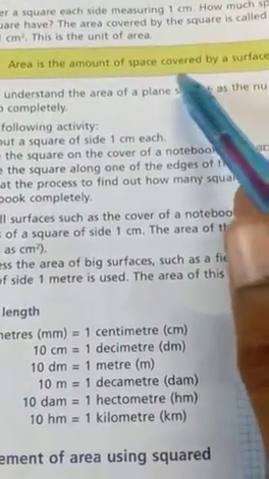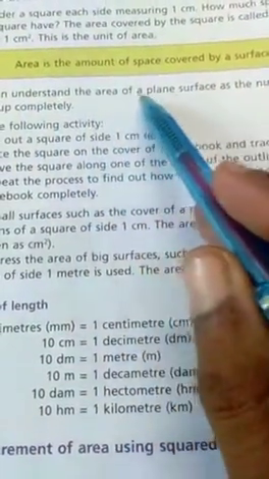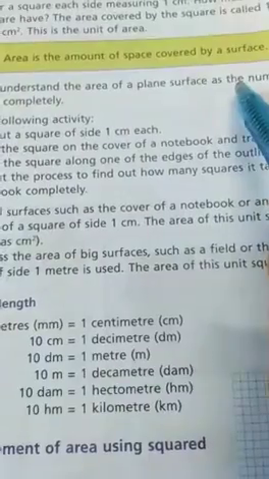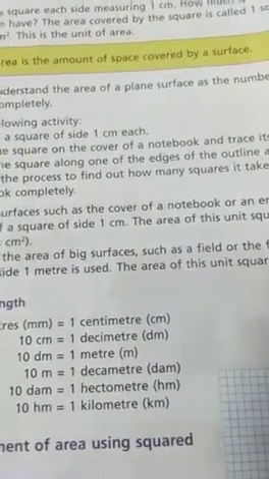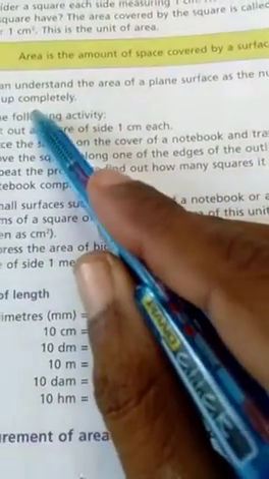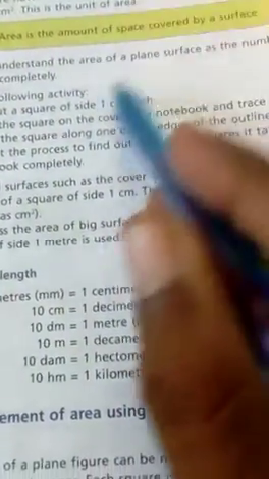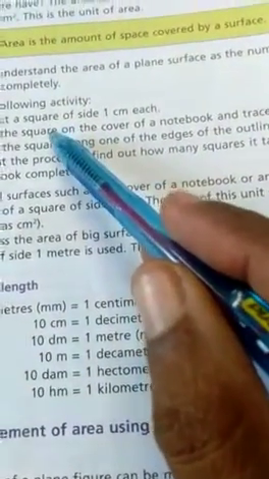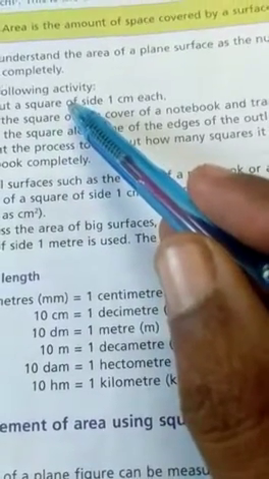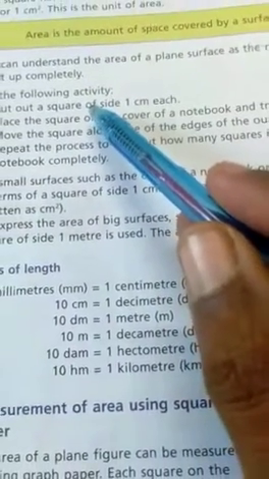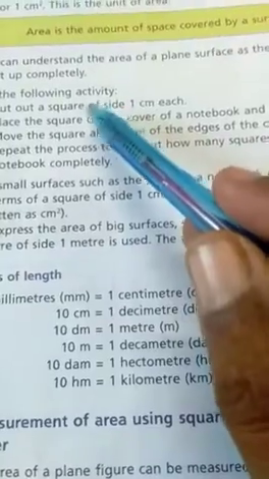So next we can say that we can understand the area of a plane surface as the number of 1 centimeter squares that can fill it up completely. So you can see it here. And next, try the following activity to understand area.